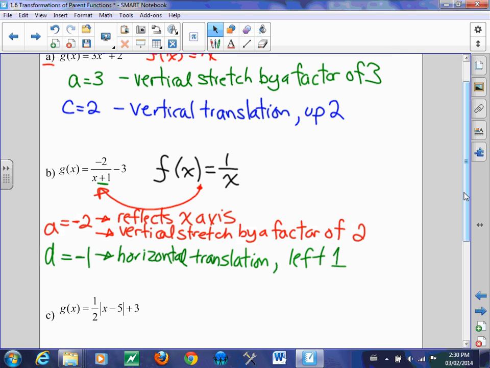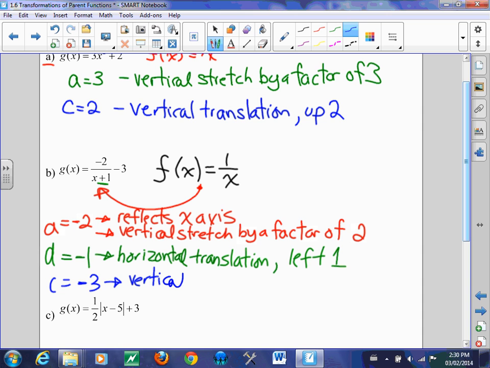And the last thing we need to take a look at here, folks, is your C. C equals -3. So that tells us we have a vertical translation. Vertical translation down 3.